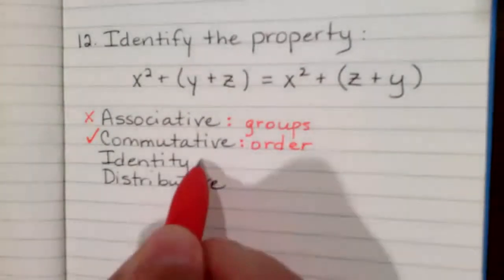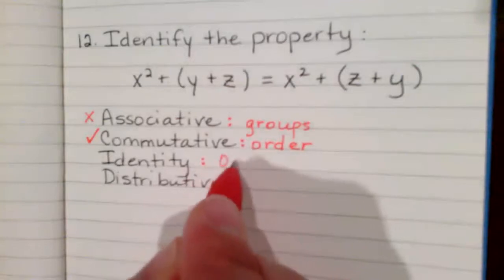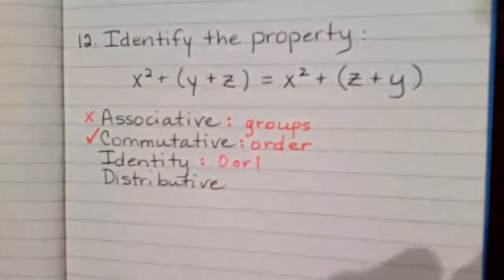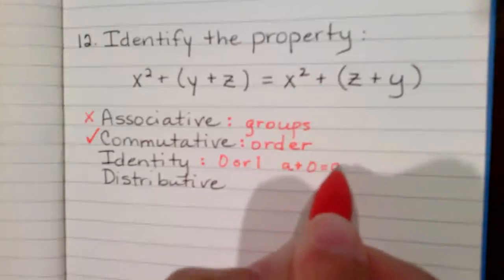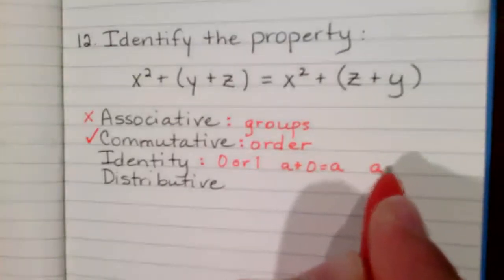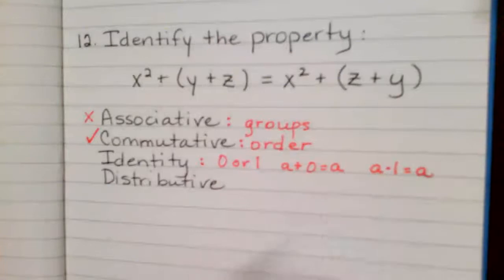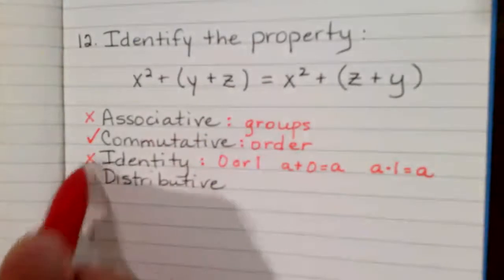Let's keep going with the identity property just as a little bit of a review. I want you to think of 0 or 1 when you think of the identity property. We think of 0 because we can add 0 to get itself. If we have a number, we add 0, we still get itself. If we have a number and we multiply by 1, we still get that number. That's what the identity property tells us. Obviously, that's not going on in this equation.